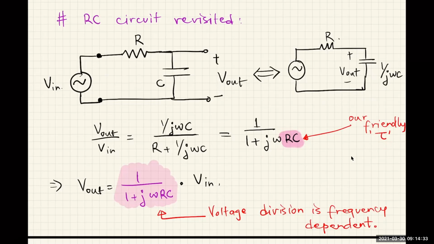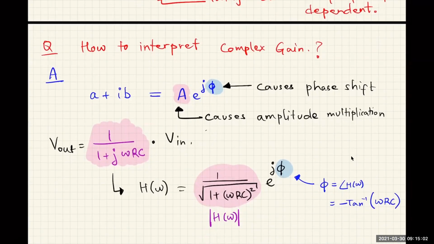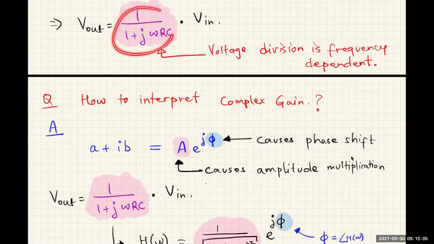Again, if we rewrite this as V out equals something times V in, we see that this division factor is now a function of frequency. So for different frequencies, you get different amounts of output, even though you have the same amplitude at that frequency. But now this gain is a complex number, right? So how do we interpret the complex gain?